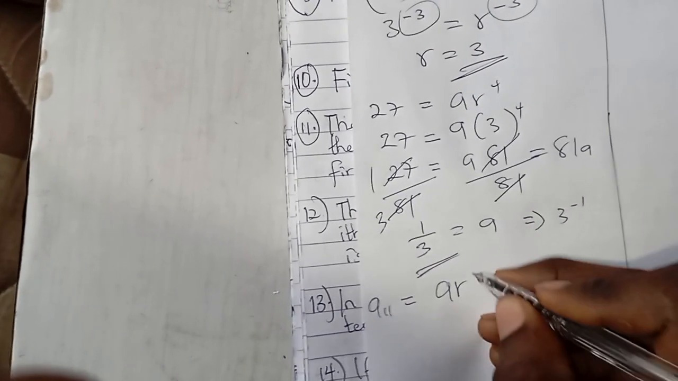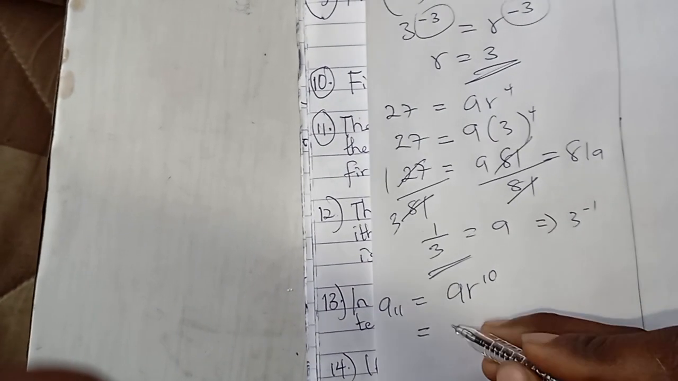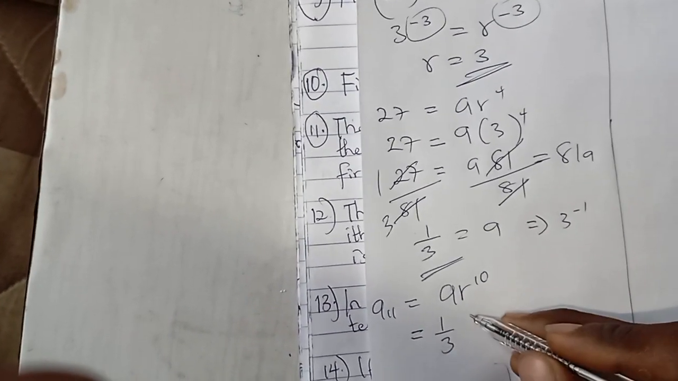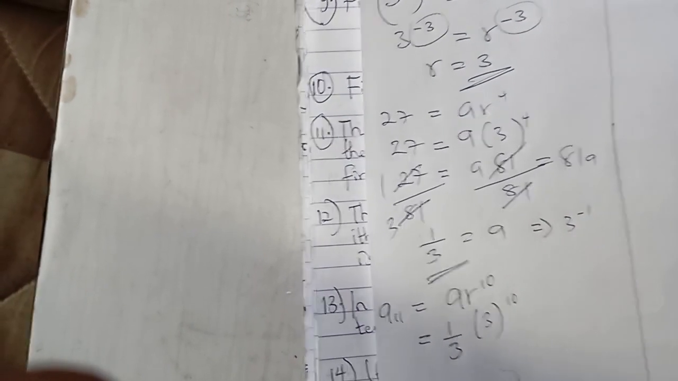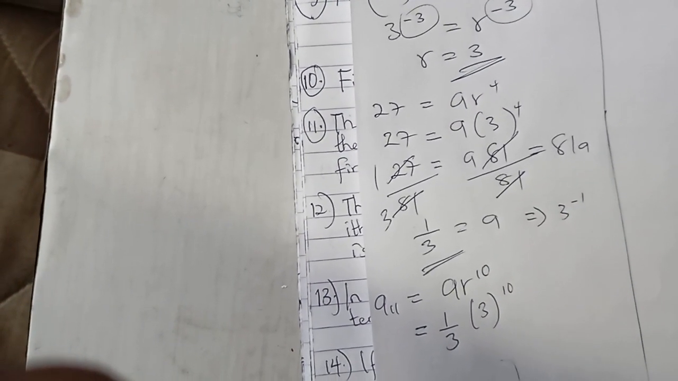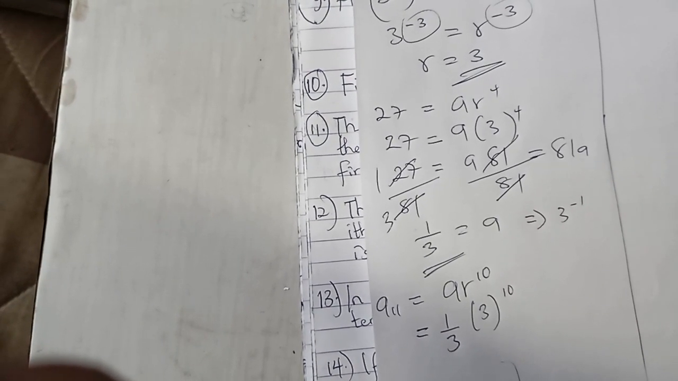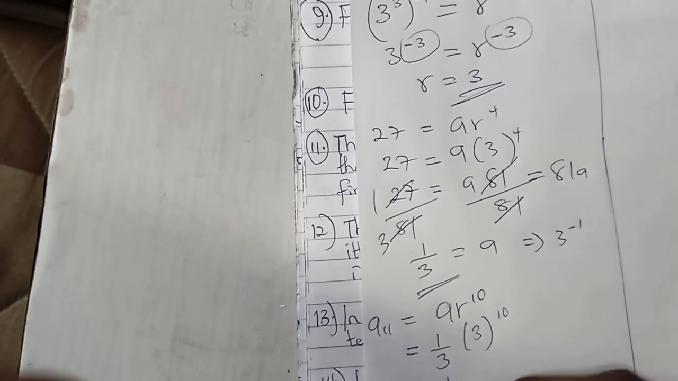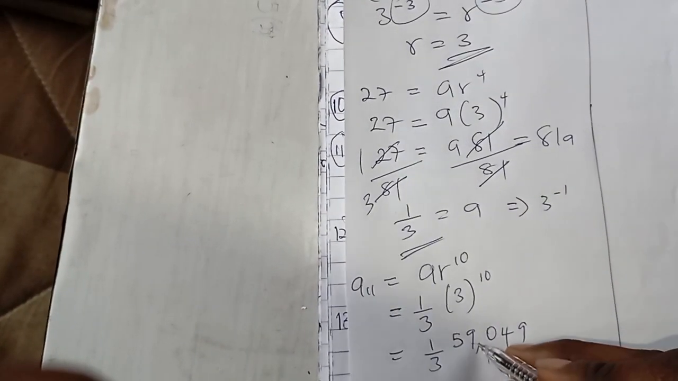A11 is equal to ar^10. And we have a to be 1 over 3, we have r to be 3, then we have it raised to power 10. So first of all, 3 raised to power 10 is equal to 59,049. So 1 over 3 times 59,049.